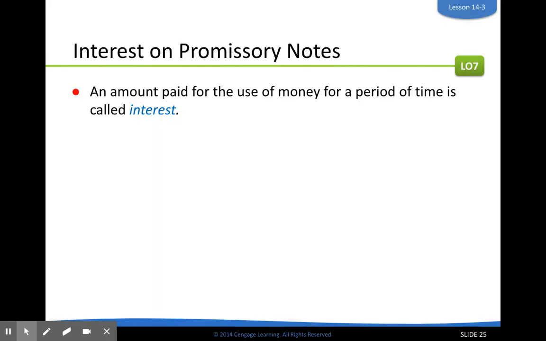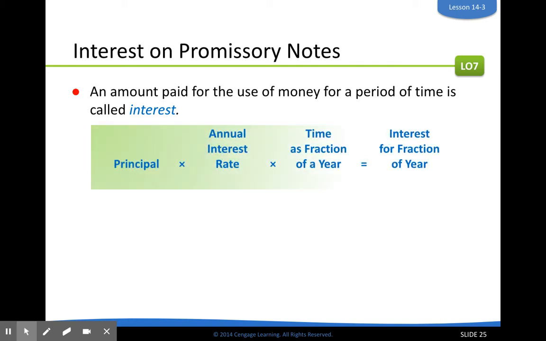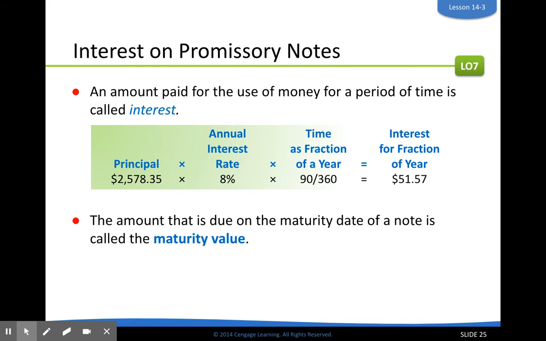Interest is the amount that you charge someone for borrowing money for a period of time. To calculate how much interest we actually charge someone, we first need to take the principal times the interest rate, and then times the time. Our book uses the time as a fraction of a year. Now we know that there's 365 days in a year. The book uses 360 to make the math easier. So 90 over 360 would be 25%. So 2,578.35 times 8% times 25% gives us $51.57. That's the interest we're going to charge Skinner College.